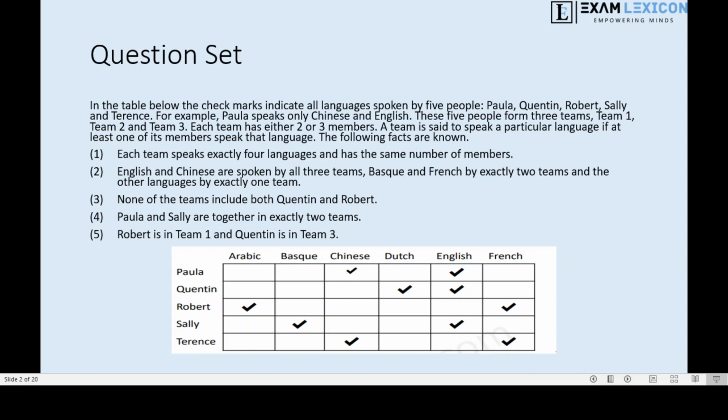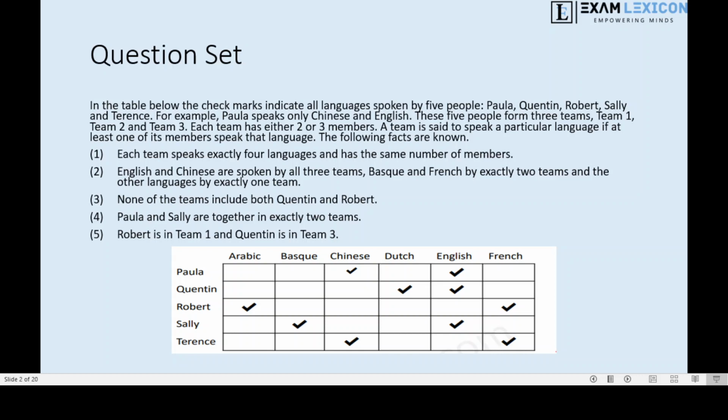These 5 people form 3 teams: Team 1, Team 2 and Team 3. Each team has either 2 or 3 members. A team is said to speak a particular language if at least one of its members speak that language. The following facts are known.